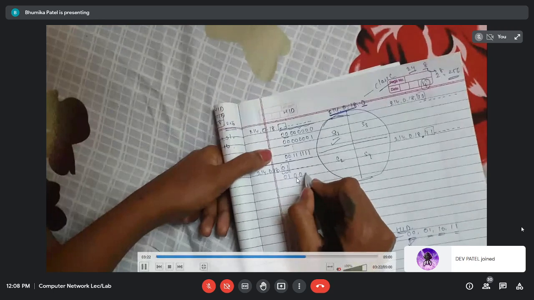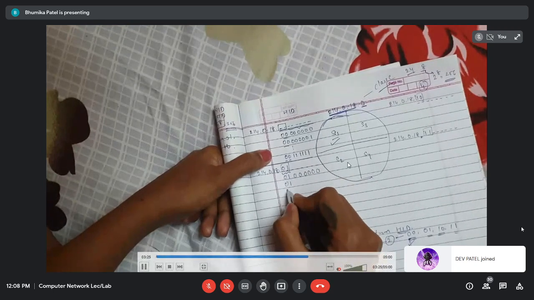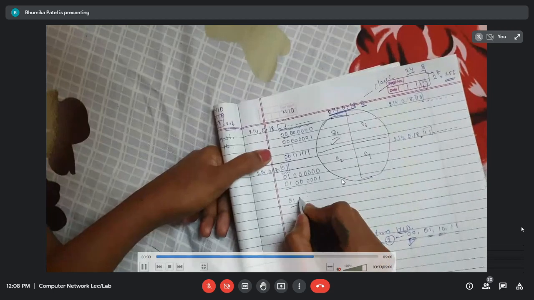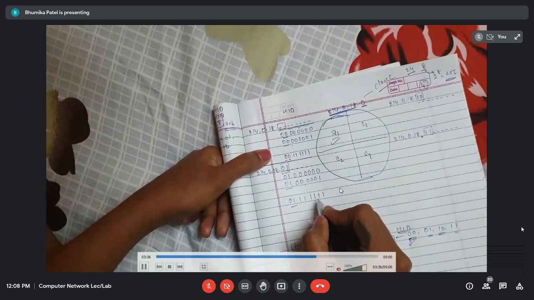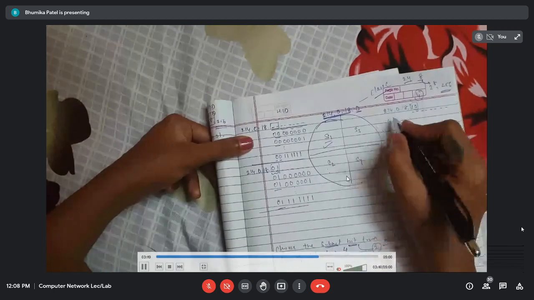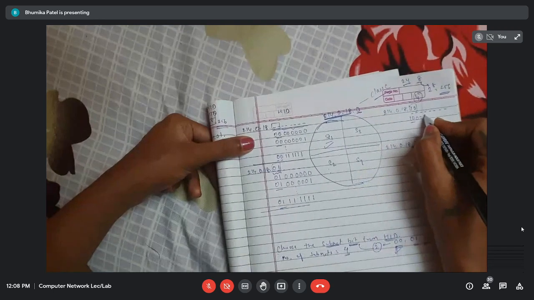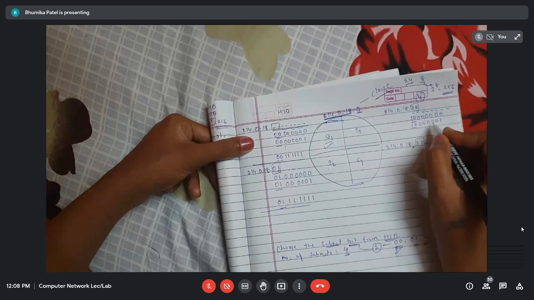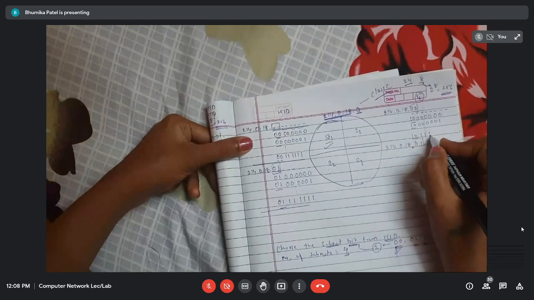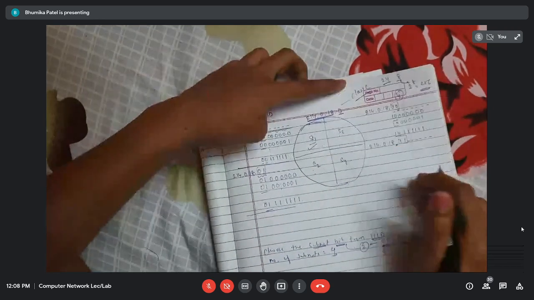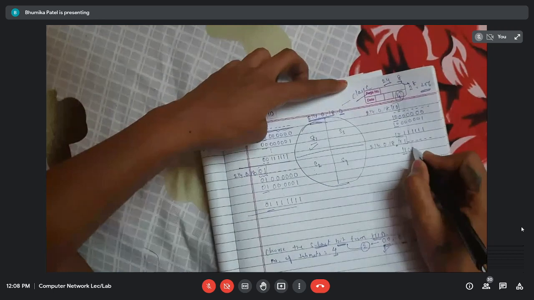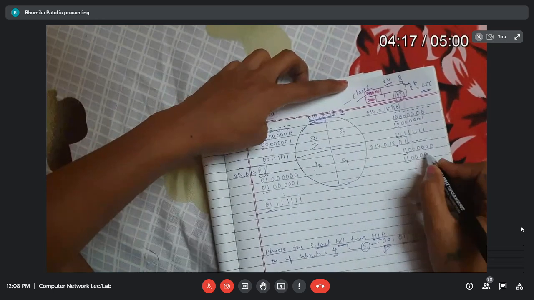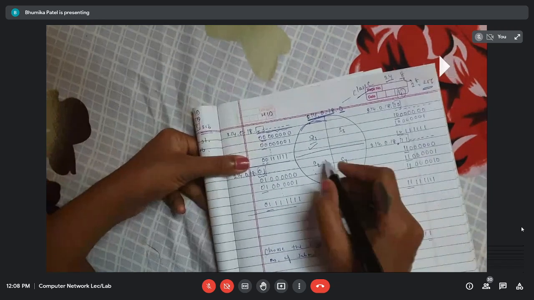Similarly, for subnet 2, 01 is fixed and for the remaining 6 bits we try all the possibilities: 000000, then 000001, then 000010, and so on up to the last, 111111. In subnet 3, also keep the first 2 bits 10 fixed, then 000000, 000001, 000010, up to all ones. For the last subnet, fix 11 and try all the possibilities for the remaining 6 bits. It will be like this.